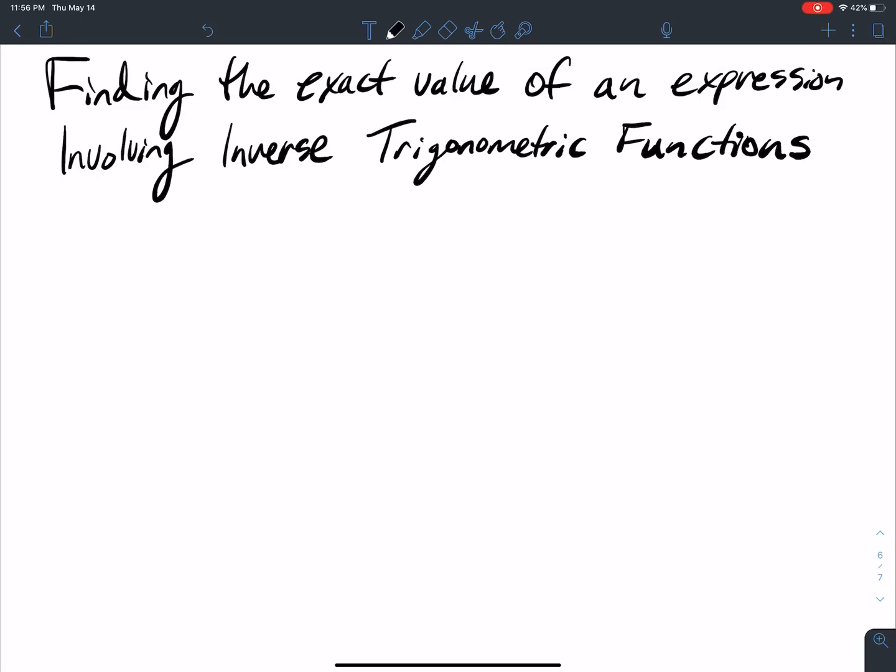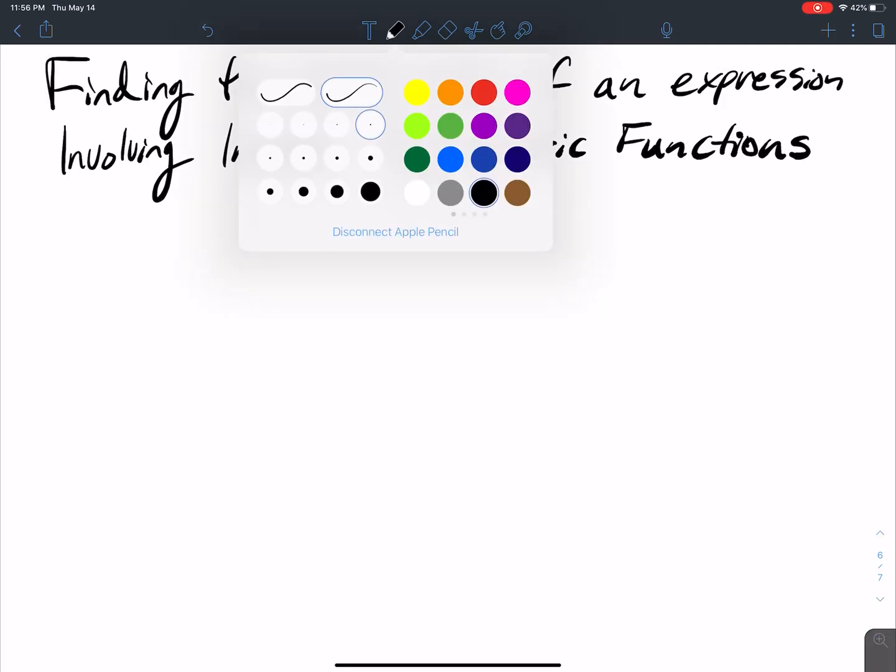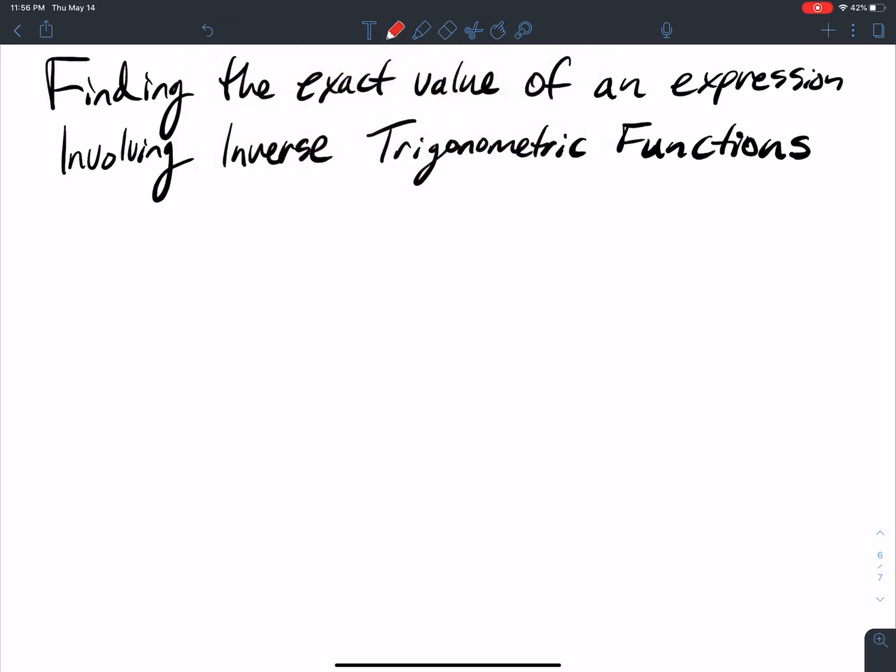In this video, we're going to be finding the exact value of an expression involving inverse trigonometric functions. So the first one, I want to find the exact value of sine of arctangent of 1/2.